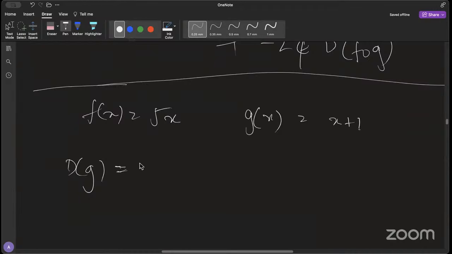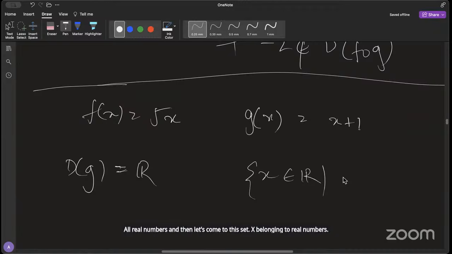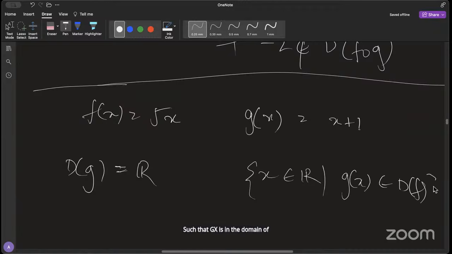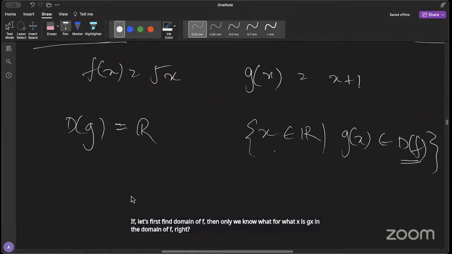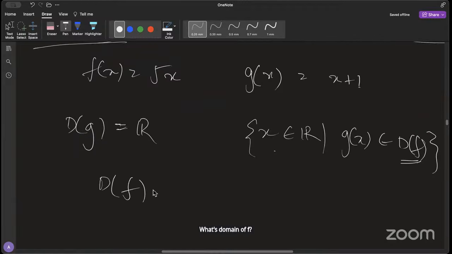All real numbers. And then let's come to this set, x belonging to real numbers, such that g(x) is in the domain of f. Let's first find the domain of f, then only we'll know for what x is g(x) in the domain of f, right? What's the domain of f? 0 to infinity, and 0 is also included.